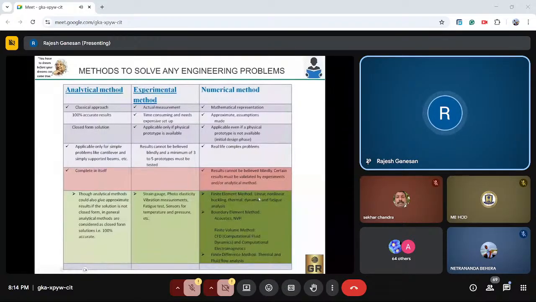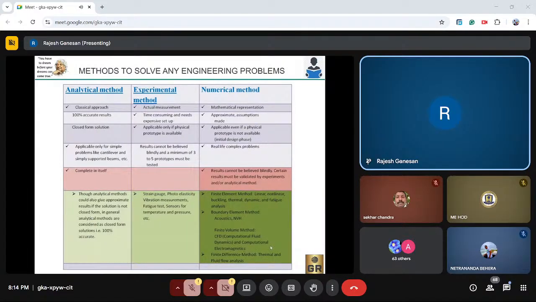For the finite element method, we have linear, non-linear, buckling, thermal, dynamic and fatigue analysis. The boundary element method we will see in detail in upcoming slides; I am just giving all the points orally here. In computational fluid dynamics, we analyze fluid pressures and fluid flow. And in the finite difference method, we look at thermal areas, such as overheated areas and machinery that generates heat, and use the numerical methodology there.